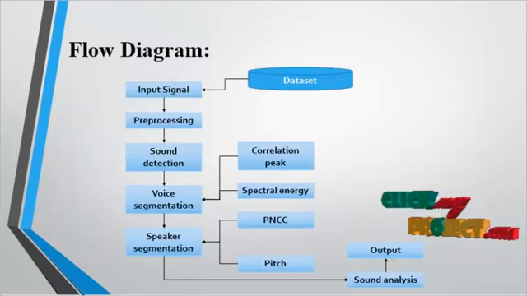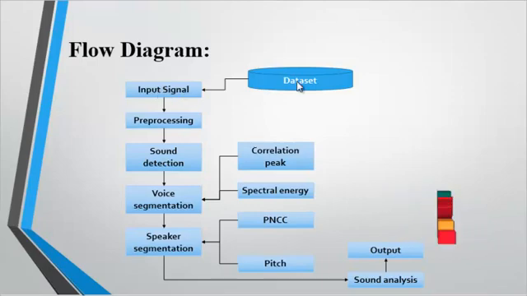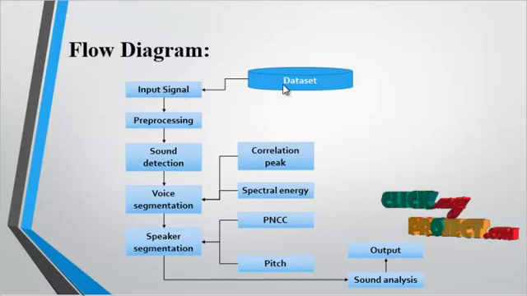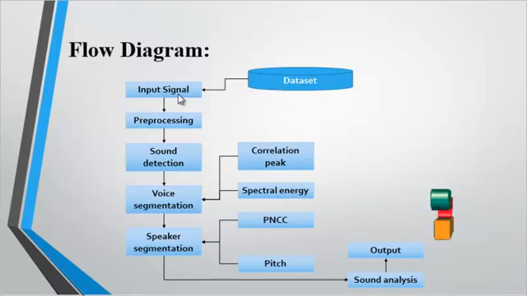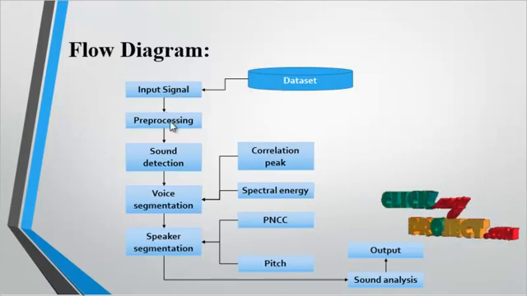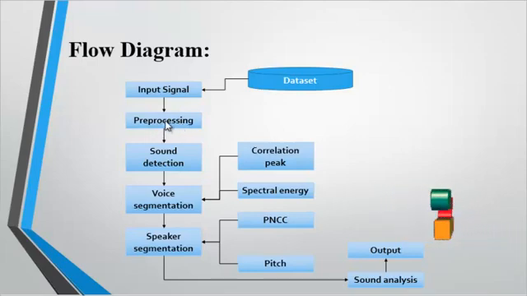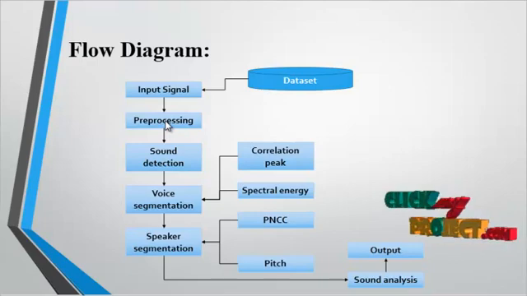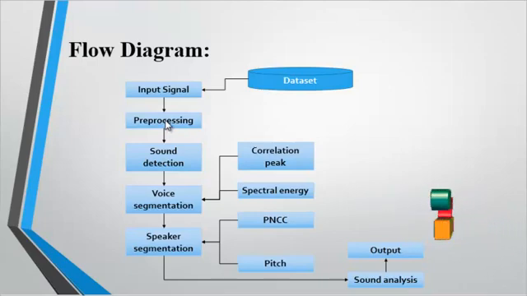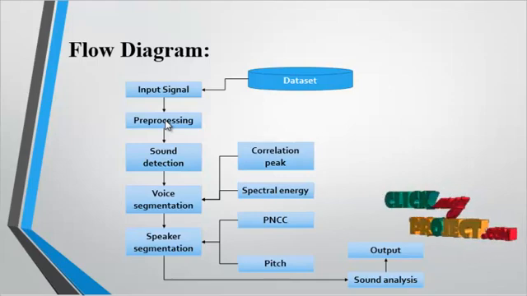Now we discuss the flow diagram for the process. At first, the input signal is taken from the dataset. The dataset consists of a number of signals present in a single folder. After getting the input signal from the dataset, pre-processing is undertaken. The pre-processing is nothing but pre-processing the input signal using filtering. The filtering is used to remove unwanted noise occurring in the signal.